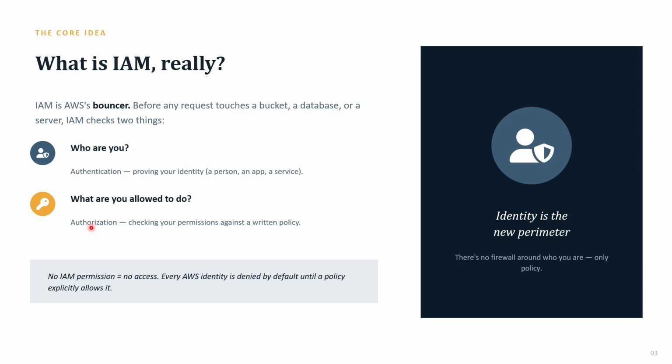Another very important thing that often appears in exams: the default in AWS is deny. Nothing is allowed until a policy explicitly says yes. That single fact is why IAM is called deny by default.